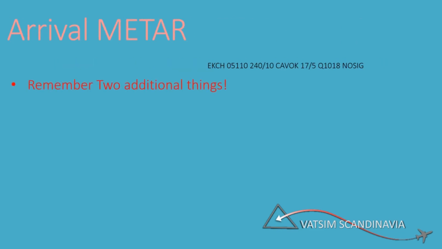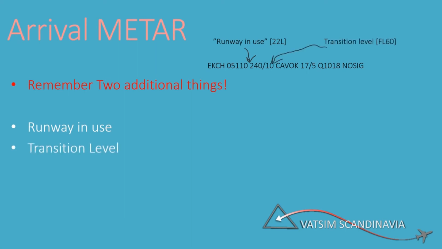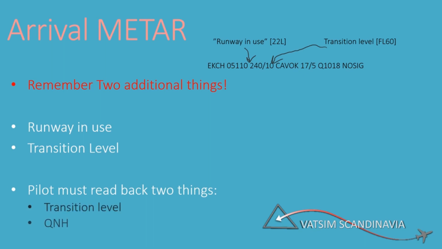Now, remember, there are two additional things when you tell the pilots a METAR. There are actually two different pieces of information that you cannot find in the METAR, which you need to know before you give it to the pilots. The first one is you've got to know the runway in use. Normally it's located here. Second thing is you must give the transition level. This you can find by knowing the transition altitude and the QNH. More about this if you read the document of TA versus TL. Now these two things you must give, and the pilot must read back two things. One thing is the transition level, the other thing being the QNH.